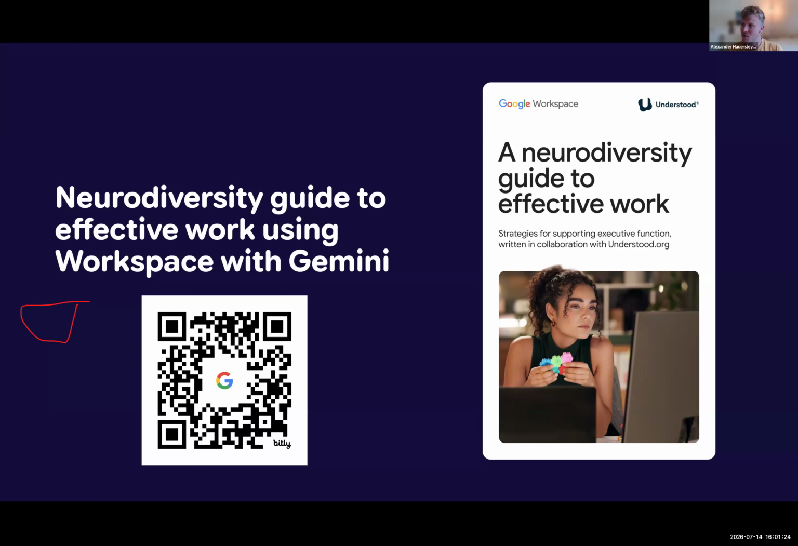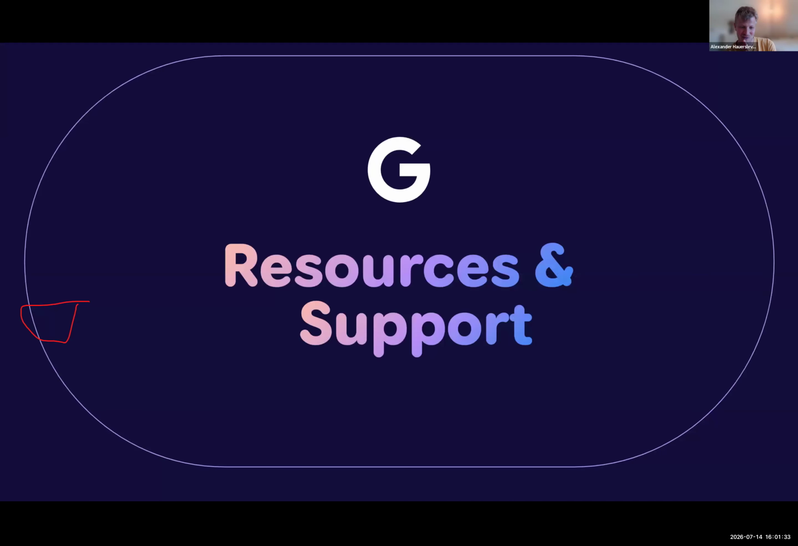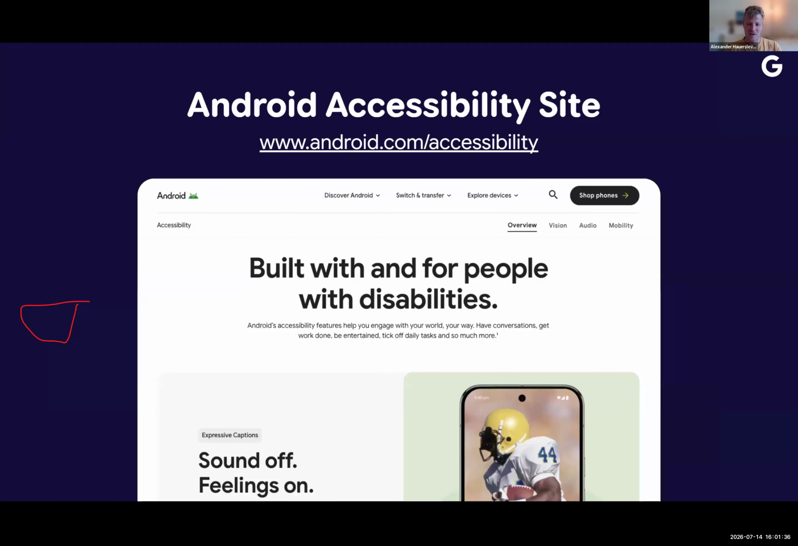And before we open up for questions, we just want to share a couple of resources. If you wouldn't mind jumping to the next slide. So if you are an Android user, or if you are interested in switching or just learning more, you can be sure to check out the accessibility site at android.com/accessibility, for all of the latest updates. There's dedicated pages both for vision and for audio and for mobility. Again, android.com/accessibility is a good place to look.